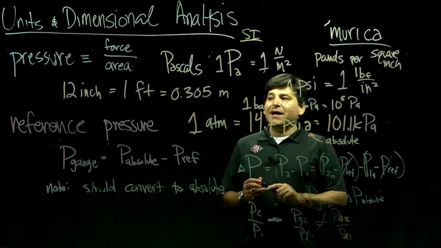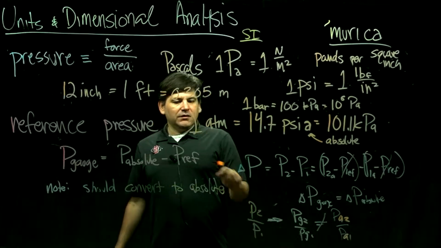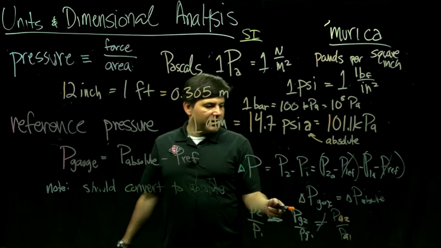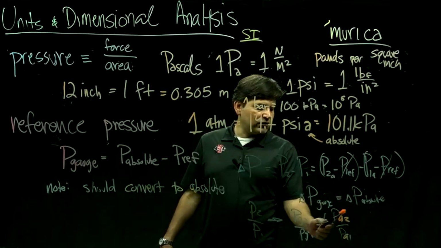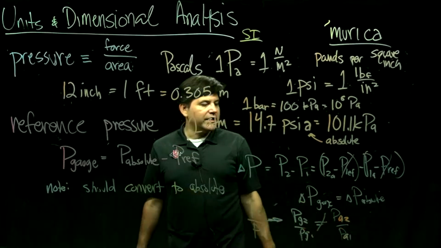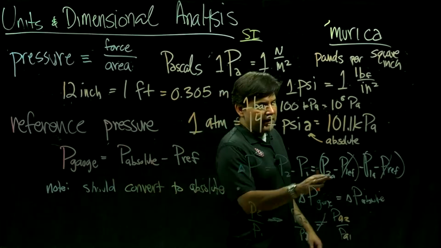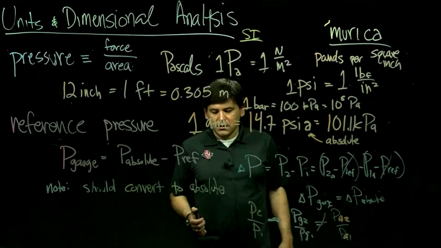So when you're using the ideal gas law or taking the ratio of pressures, the gauge pressure will mess you up. You should convert to absolute. That's the real answer there. This is wrong, this is right. And they're not, you're going to get different answers. If you're taking the difference, then that reference pressure will cancel out.